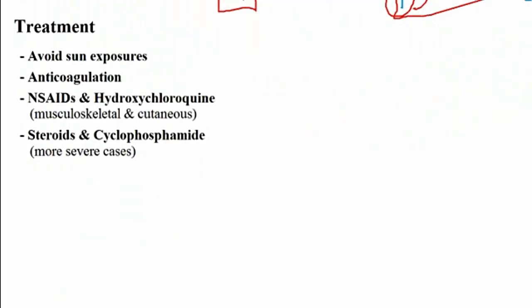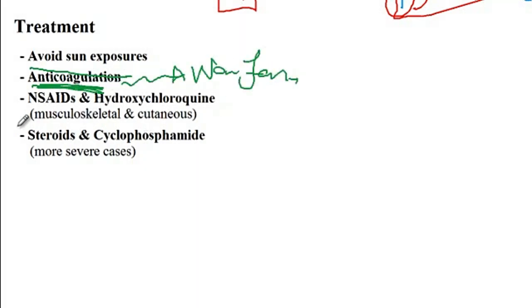And then for the treatment of SLE, since these patients are photosensitive, you will have to avoid sun exposure. You have to give them anticoagulation because of the hypercoagulation state. For instance, you can give them warfarin. For the musculoskeletal as well as cutaneous problems, you can give these patients NSAIDs as well as antimalarial medications like hydroxychloroquine.